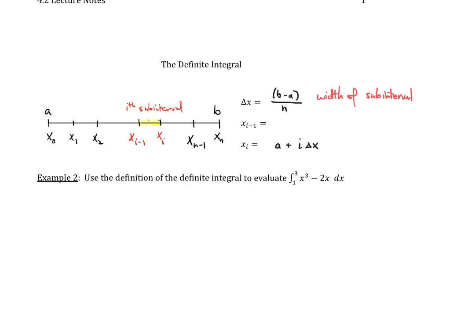So how do I grab the xi minus 1 point? I just go one fewer width. So instead of going i widths, I'm going to start at a and add what I get when I go i minus 1 widths. And having a handle on these three formulas will make it easier when we look at these examples of the definition of a definite integral together in class. Okay? All right, everyone. Take care.